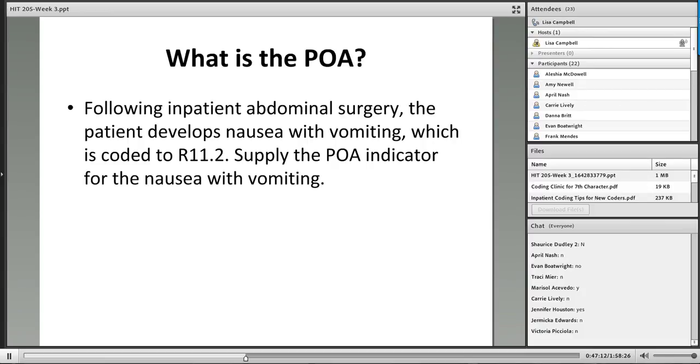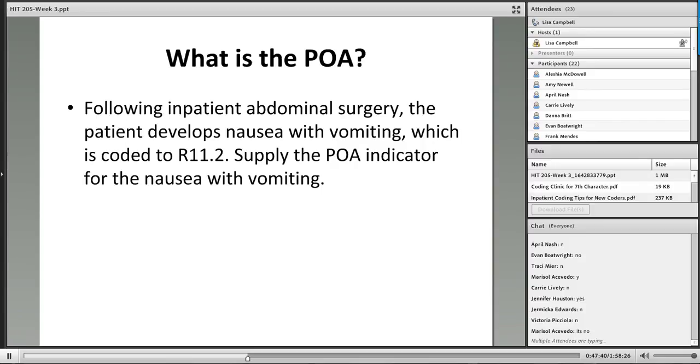Okay, so I think we need to review the guidelines for POA indicator. So where's Tracy or Marisol? I'm on page 105 in the physical, the big packet of guidelines. And I saw Marisol or Tracy post the page number. I think you said page number 30.